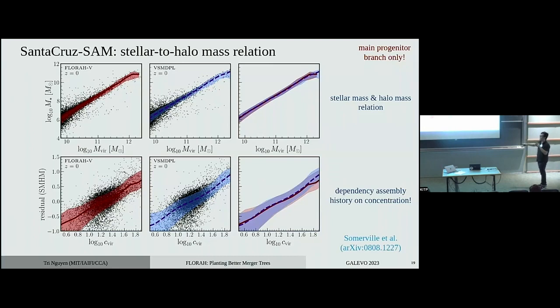And here I plot the residual of the stellar mass-halo mass relation, so basically the spread in this plot. I plot it against the concentration, and it shows a correlation between the concentration and this residual, the same correlation that you see in N-body simulations. And this is basically how you can probe assembly bias.